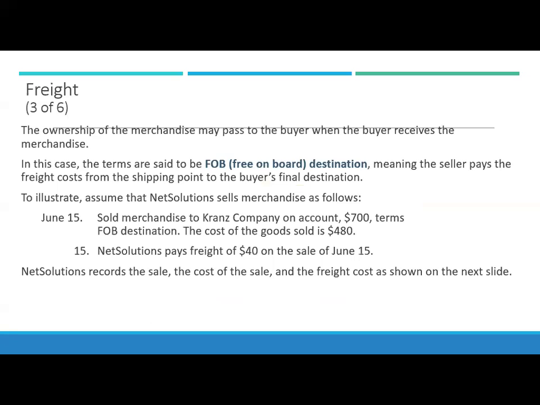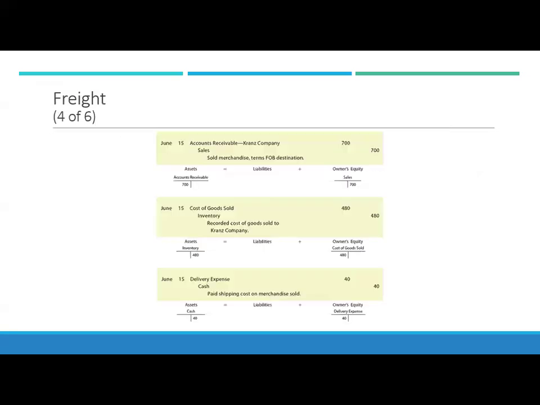And in case this was for FOB destination, this is also from Net Solutions' perspective, but they are selling inventory on account for $700, terms FOB destination. Cost of goods sold is $480. They pay $40 in freight, and they're responsible for that because it's FOB destination. They owned it during shipping. And so it's going to be debit accounts receivable, credit sales for 700. The cost of the goods was 480. So debit cost of goods sold, credit inventory, and then debit delivery expense for $40 and credit cash for payment of the delivery expense.